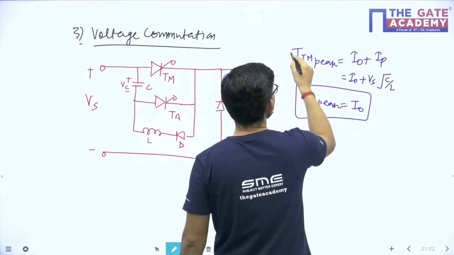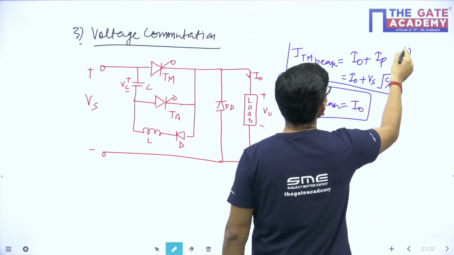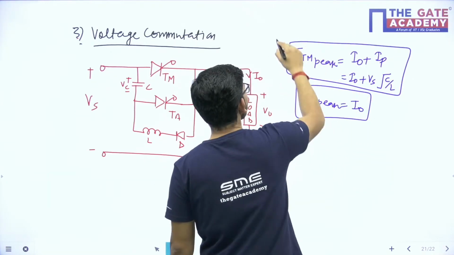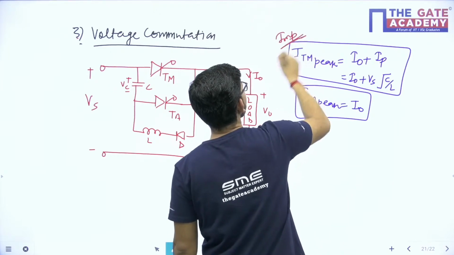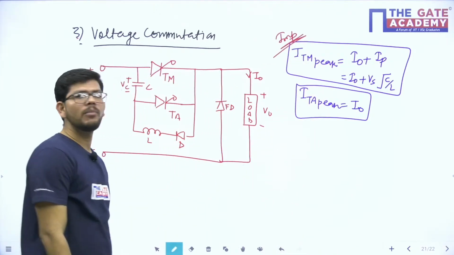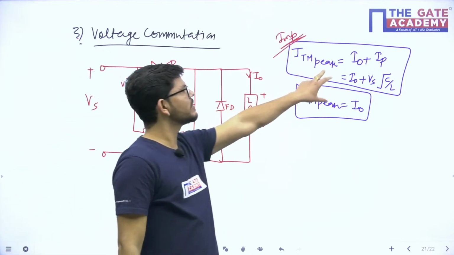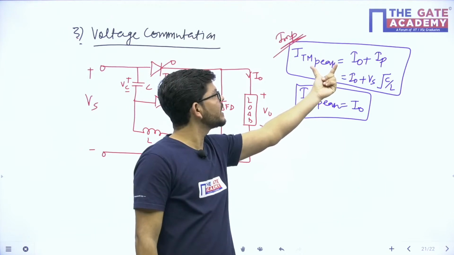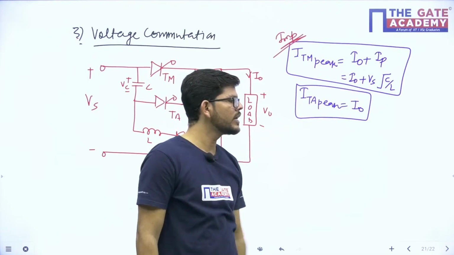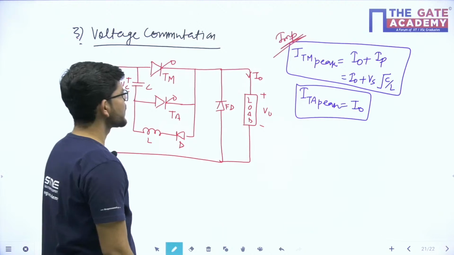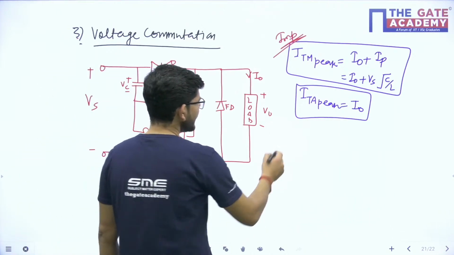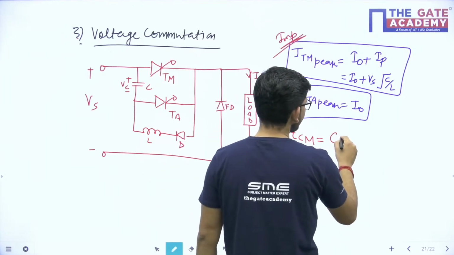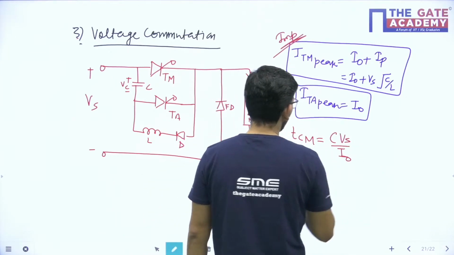These two are very important formulas, and I have seen questions on these formulas in GATE not once but many times. So this formula is very important. What is the peak value of current across the main thyristor? This is I naught plus Vs under root C by L. Okay, now the circuit turn off time in this particular circuit will be equal to CVs upon I naught.